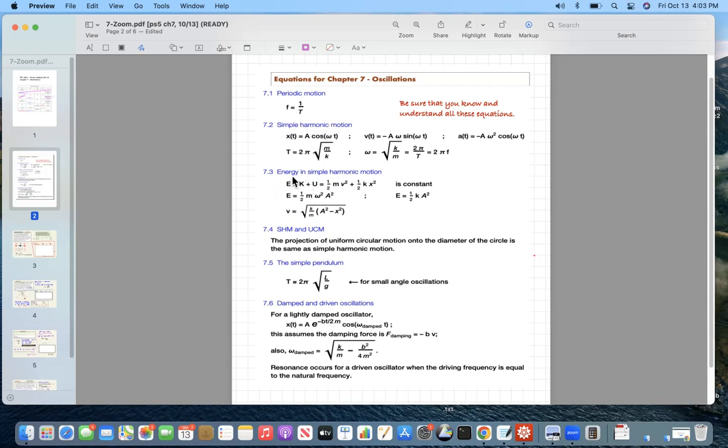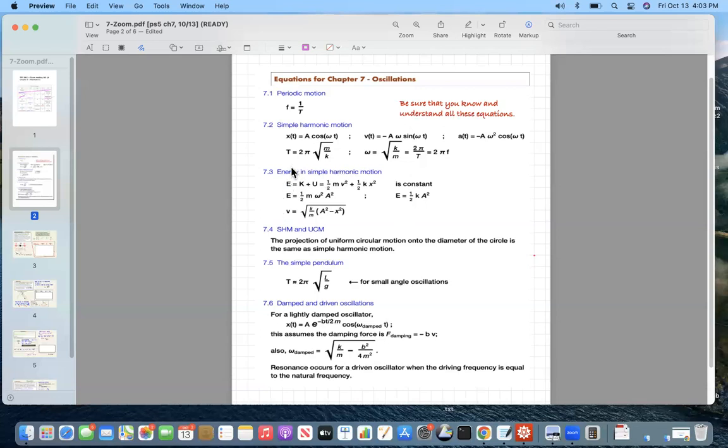There's a section on energy in simple harmonic motion. For example, again, in the mass and spring system, there'll be two kinds of energy: kinetic energy of the mass and potential energy of the spring. And we've studied kinetic and potential energy before. The kinetic energy is a half mv squared, and the potential energy is a half kx squared. x is the displacement from the equilibrium.